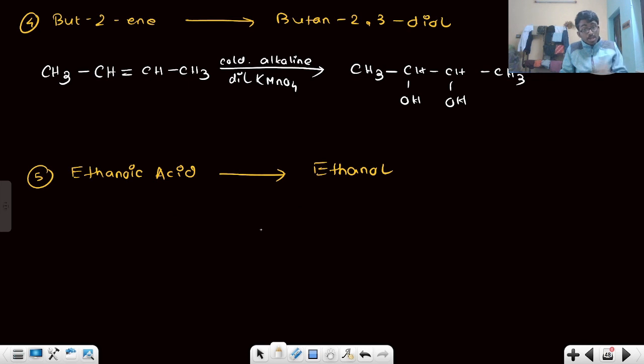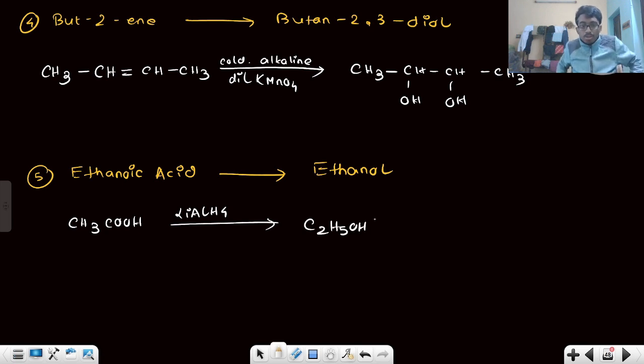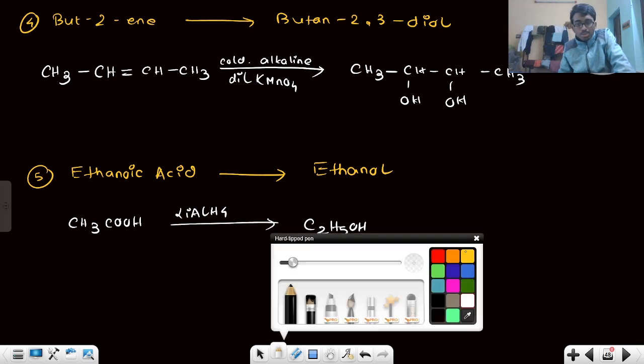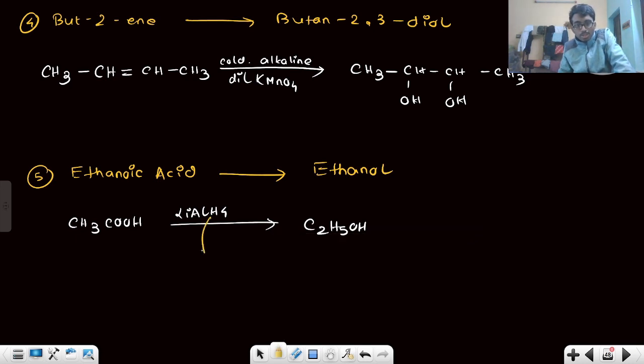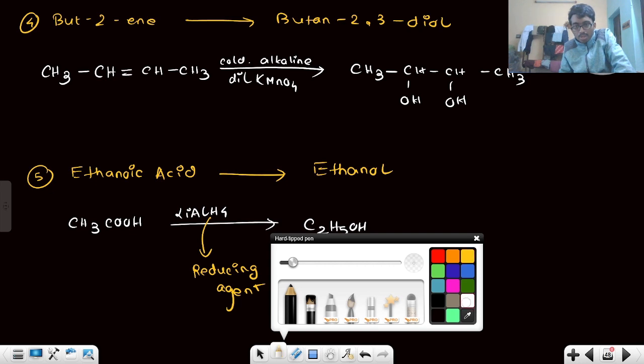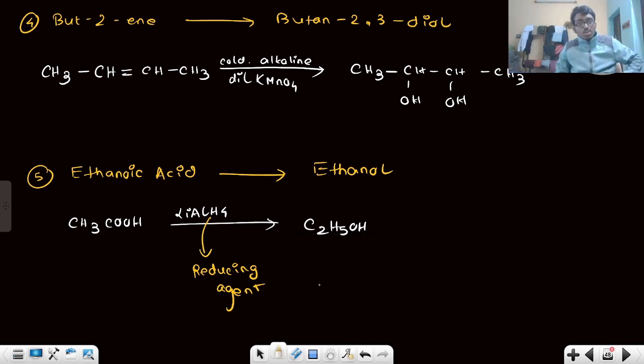Next, ethanoic acid to ethanol. Ethanoic acid is CH3COOH, and ethanol is C2H5OH. I might not have told you what to use for this. LiAlH4 is a reducing agent. So you have to use something which will reduce it. Whenever you have to reduce something, use LiAlH4. So you use LiAlH4 to reduce it directly.